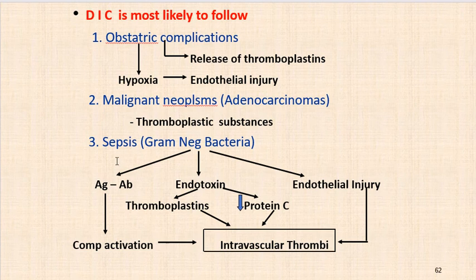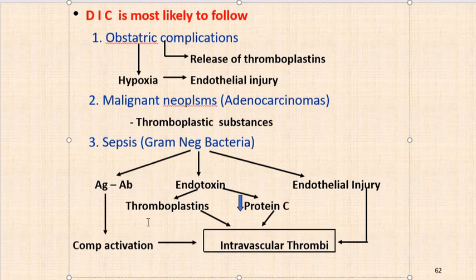And thirdly, in sepsis, especially in gram-negative bacteria, what happens is on the left side, one thing, antigen-antibody complexes are formed. Their formation is activated, which leads to formation of intravascular thrombi. And in the middle, endotoxins which are formed in gram-negative sepsis act like thromboplastins and lead to intravascular thrombi.